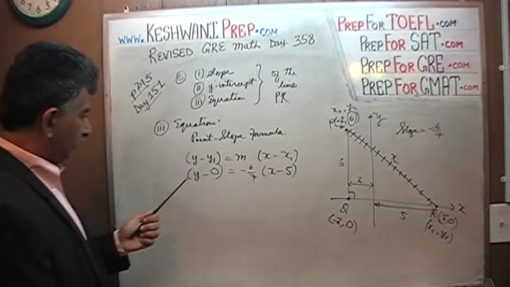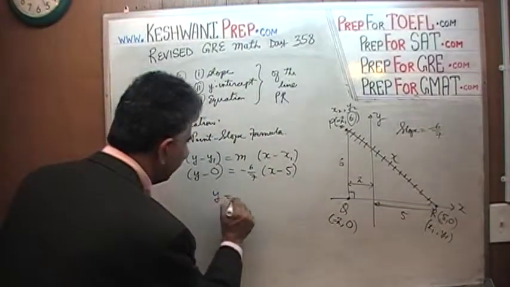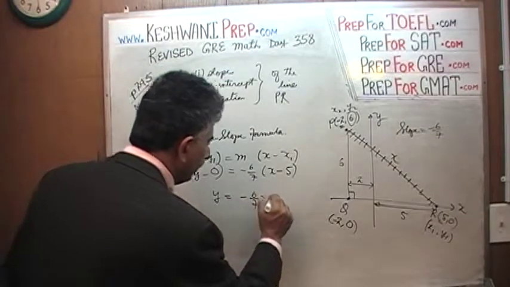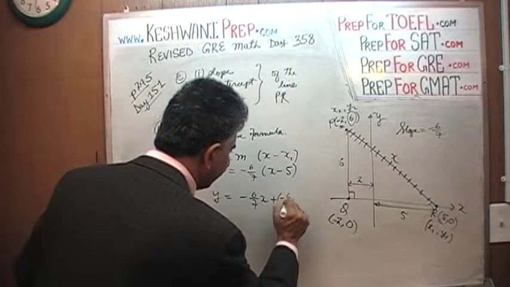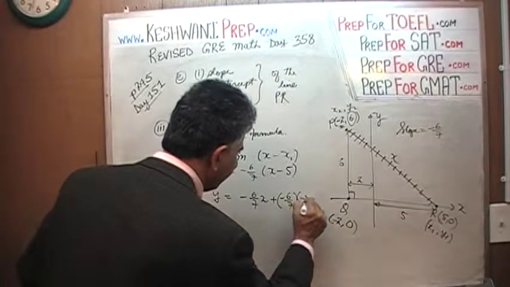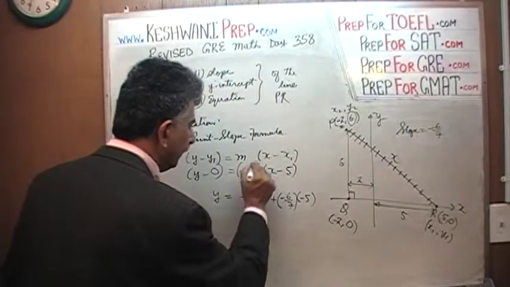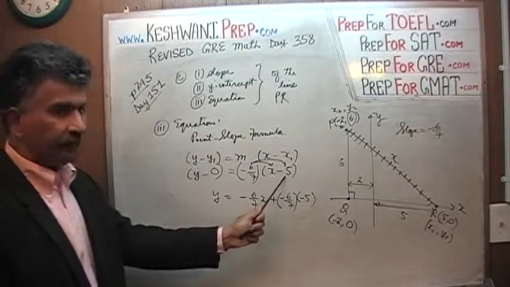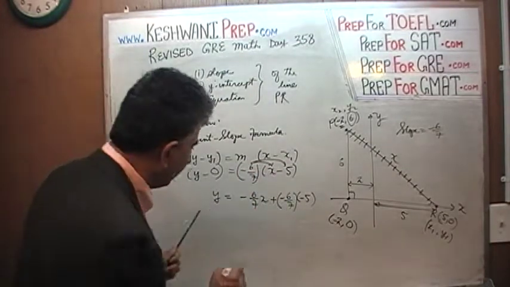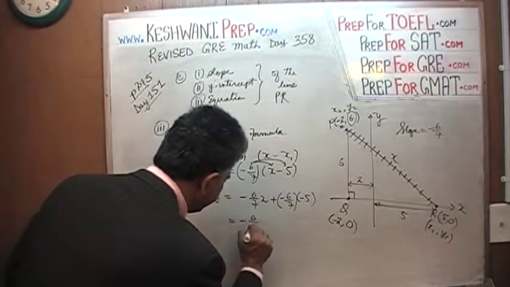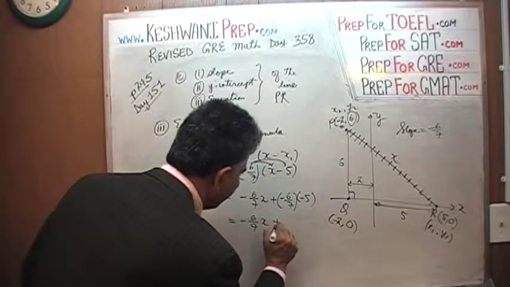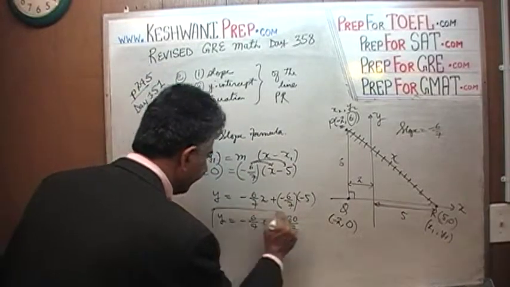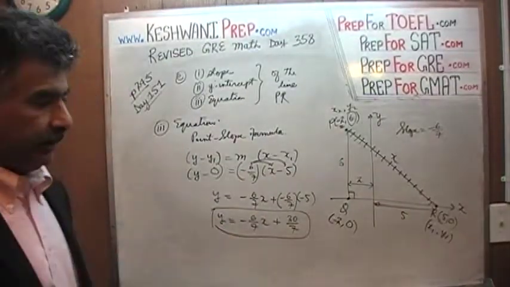That's it. So this is just y. Y equals negative 6/7 x, and then plus negative 6/7 times the negative 5. You see, negative 6/7 times the negative 5 and negative 6/7 times x. Negative 6/7 times the negative 5 is going to give us positive 30 over 7. There is our equation. There is the equation of the line.